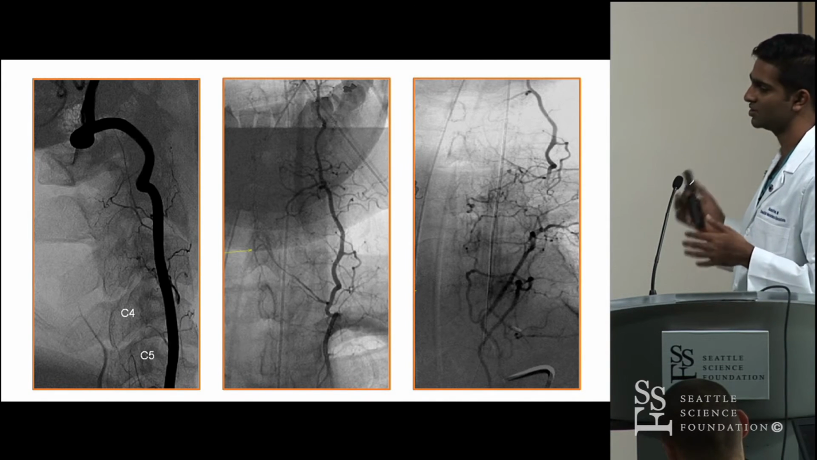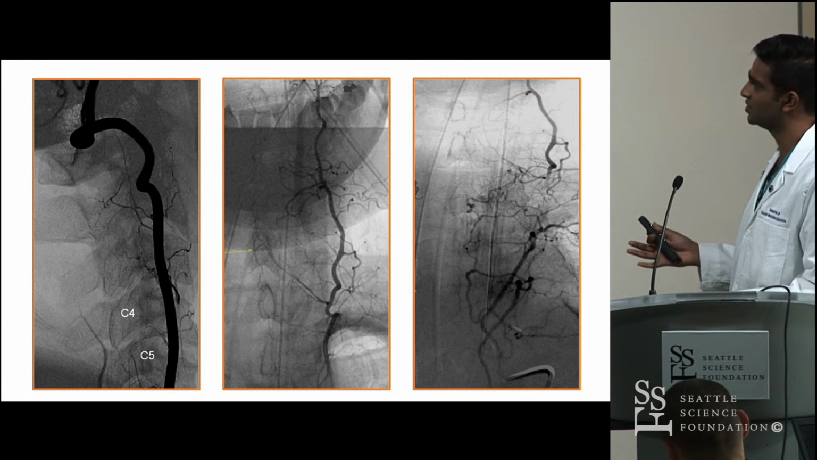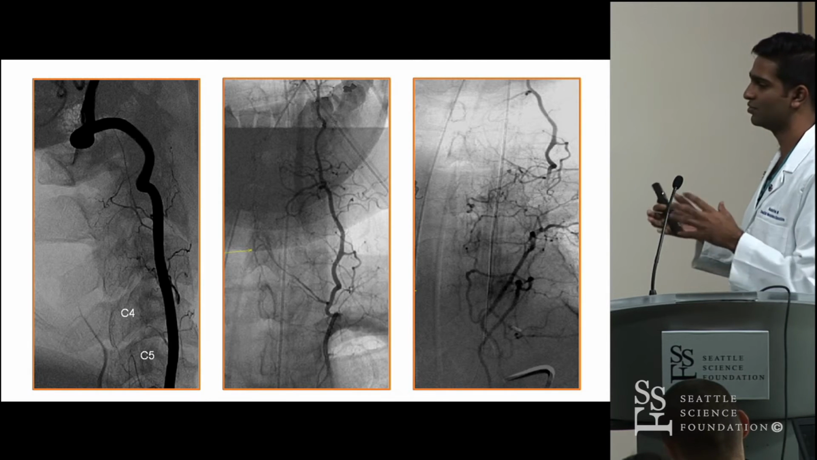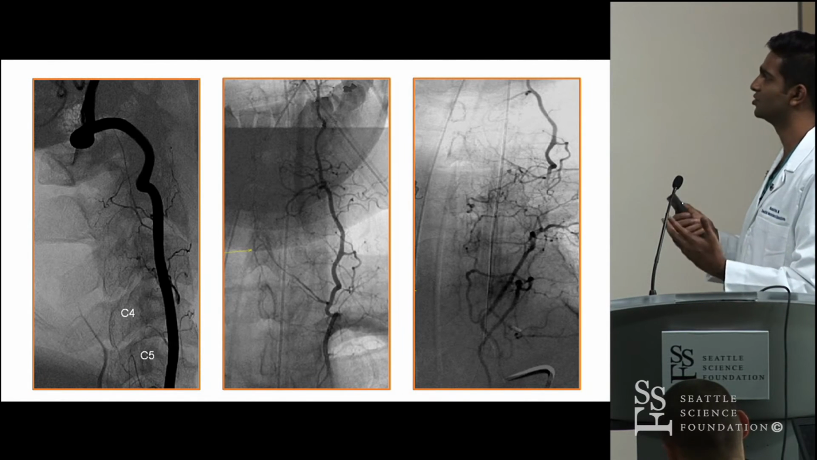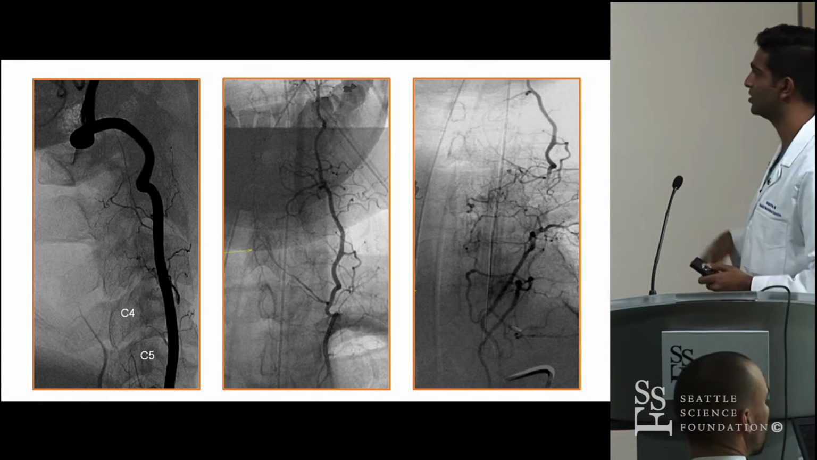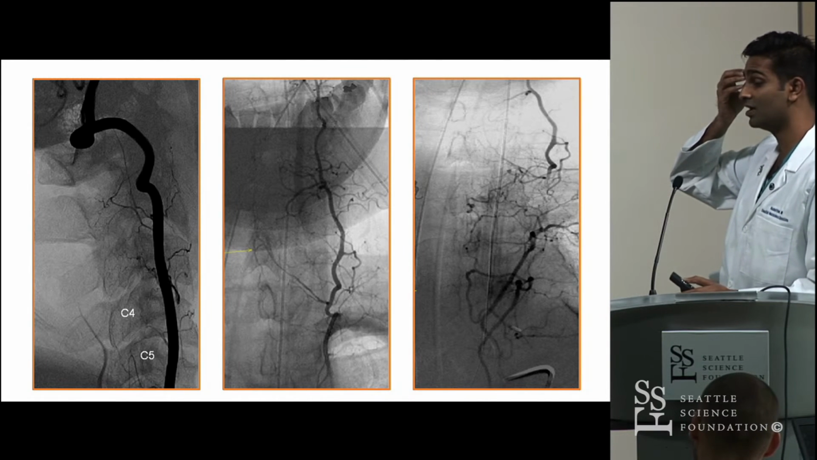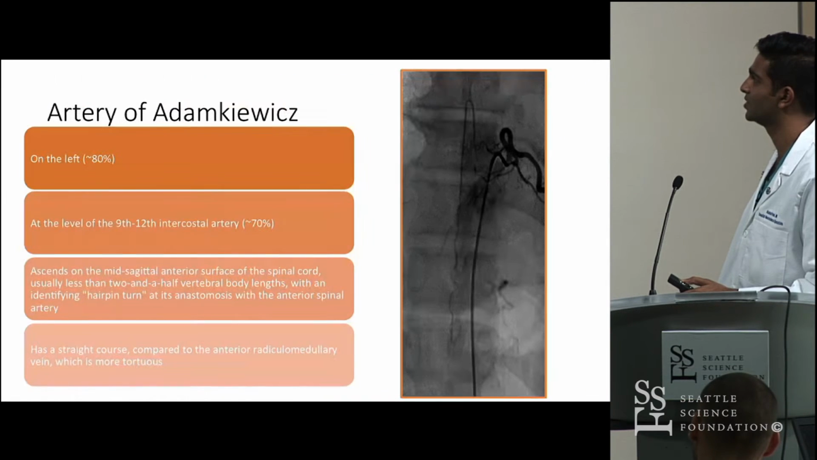You have a rich anastomotic network from the deep cervical arteries, sometimes the costocervical arteries, and the vertebral artery, giving that rich anastomotic network around the cervical cord. And so it's important to understand this before going in and doing an operation or doing an embolization. And sometimes a supreme intercostal blood supply will also augment the cervical supply as well.